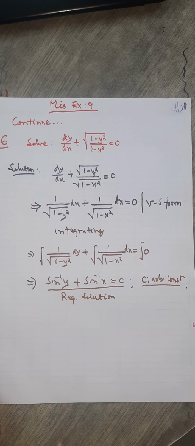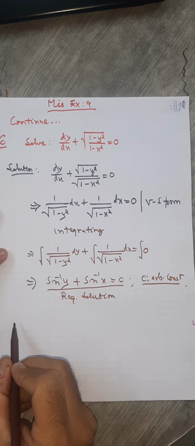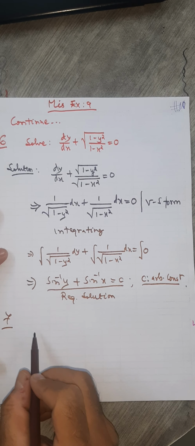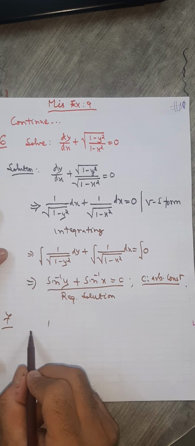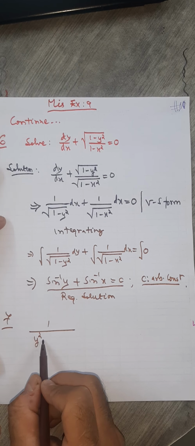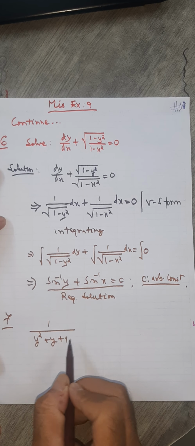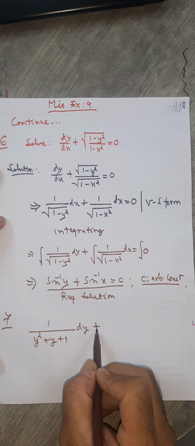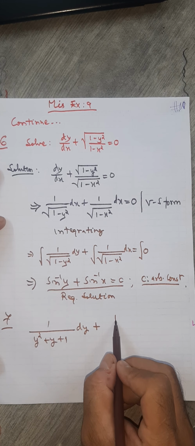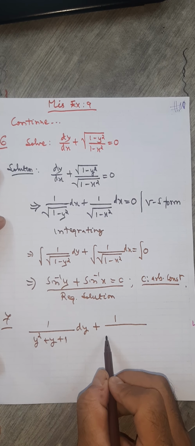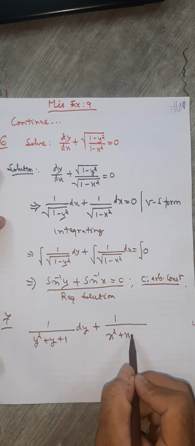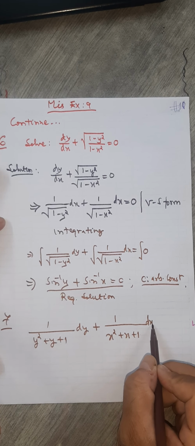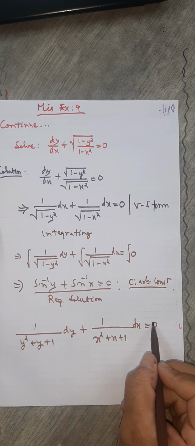Now, next question. There also you can do by variable separable form. You can see clearly. If I just write directly, you can see that you can rewrite like this: 1 upon y squared plus y plus 1 into dy. I have dropped one step, remember. And you take dx in the numerator. So x squared plus x plus 1 as it is into dx equals to 0.